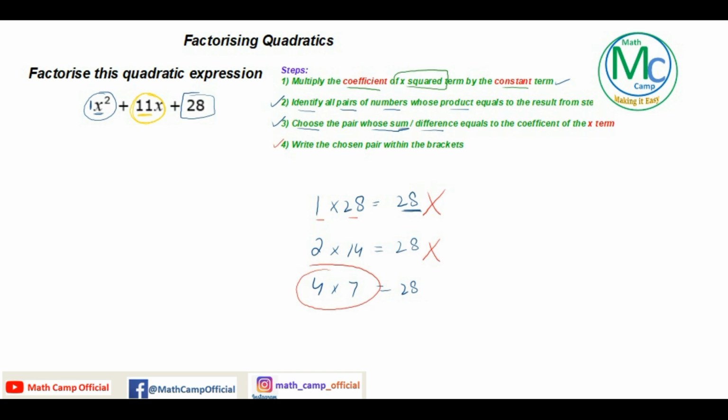Now in the fourth step, we just simply have to write these numbers within the brackets: x plus 4 and x plus 7. So this is going to be the factorization of this quadratic expression.